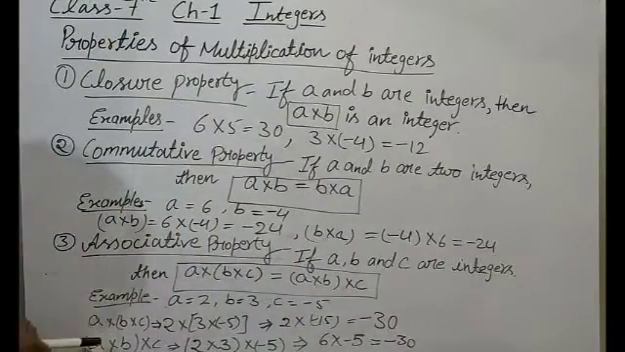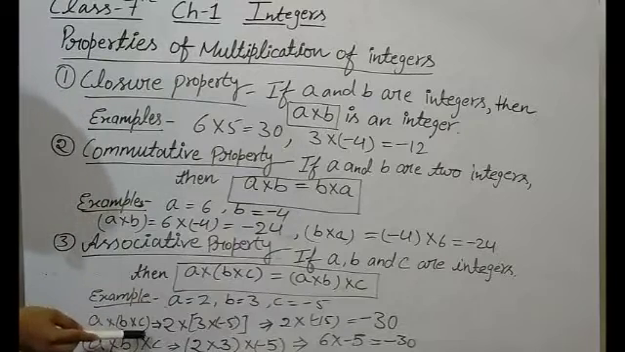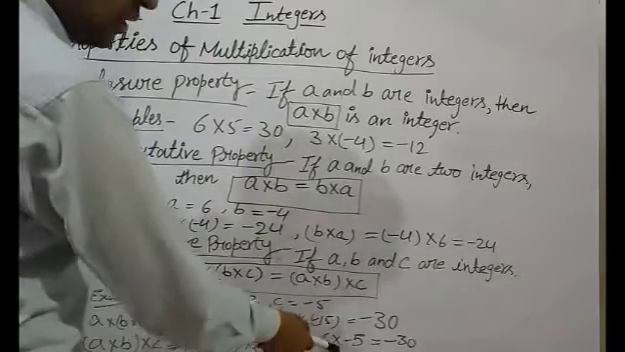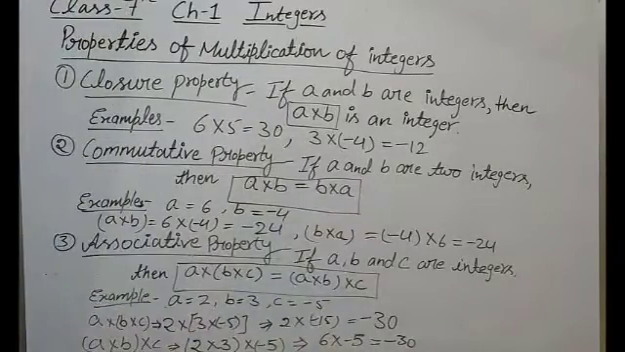Now here we first multiply a into b, then after multiply by c. So the value of a is equal to 2 and the value of b is equal to 3. We first multiply a and b. So 2 into 3 is equal to 6. Then after we multiply by c, the value of c is -5. 6 multiply -5 is equal to -30.